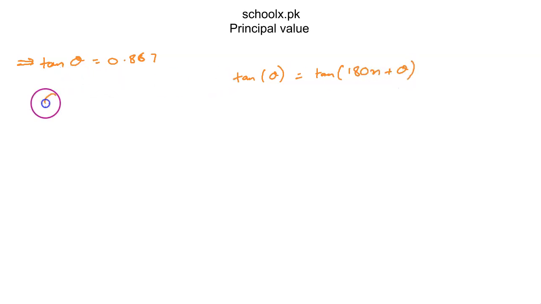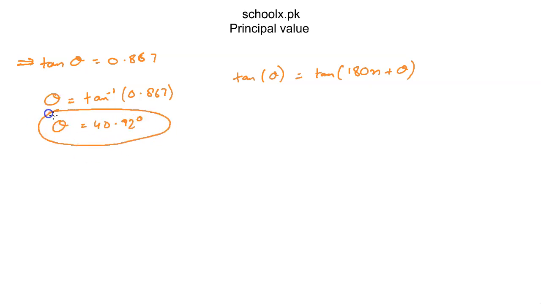Now moving on, tangent. Let's say I have tan of theta equals 0.867. For tangent, we know that tan of theta equals tan of 180n plus theta, where n is an integer. So first of all, I find the principal value of this theta, which gives me 40.92 degrees. Now from this, I'll find the other values of this angle theta.